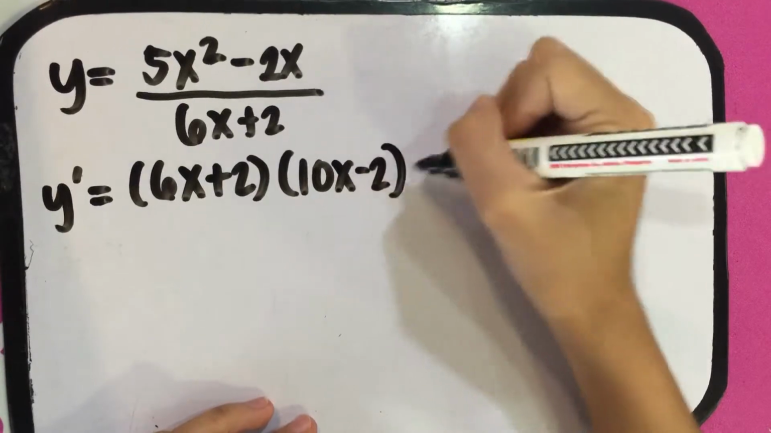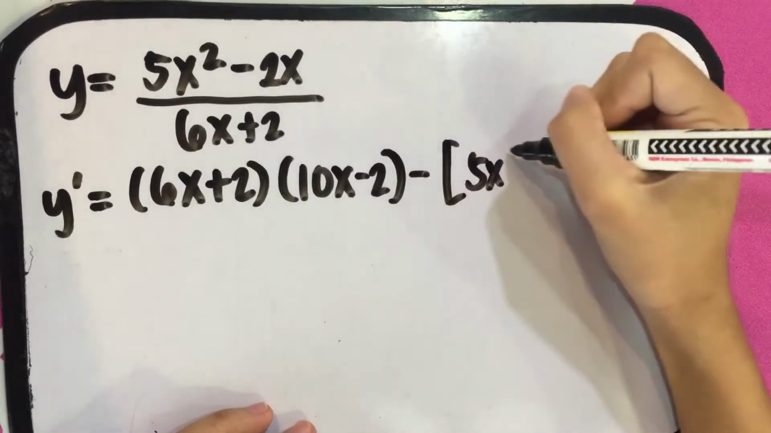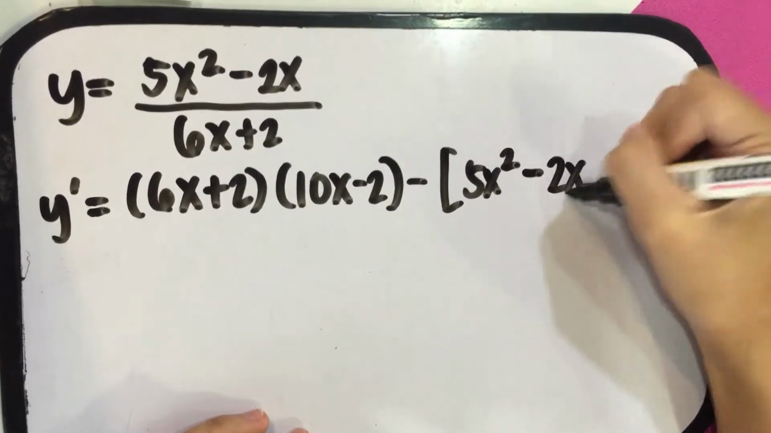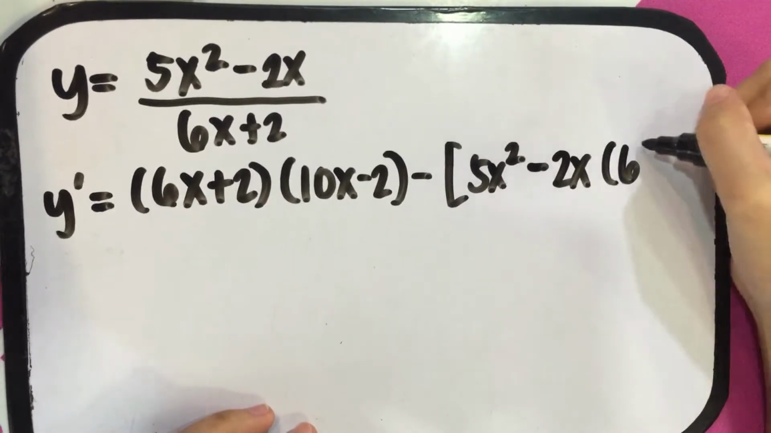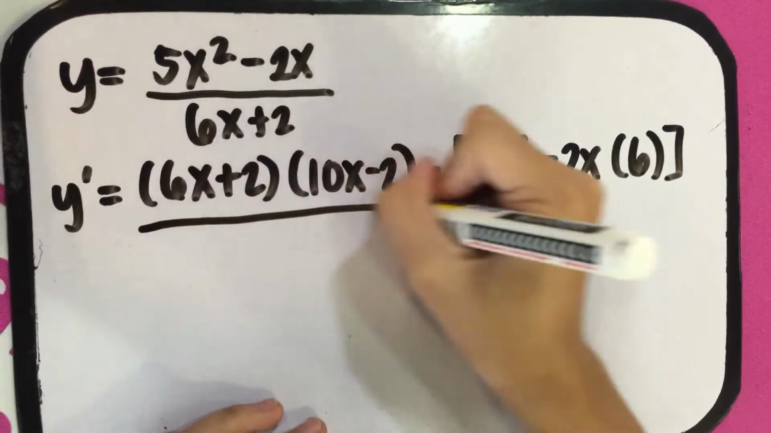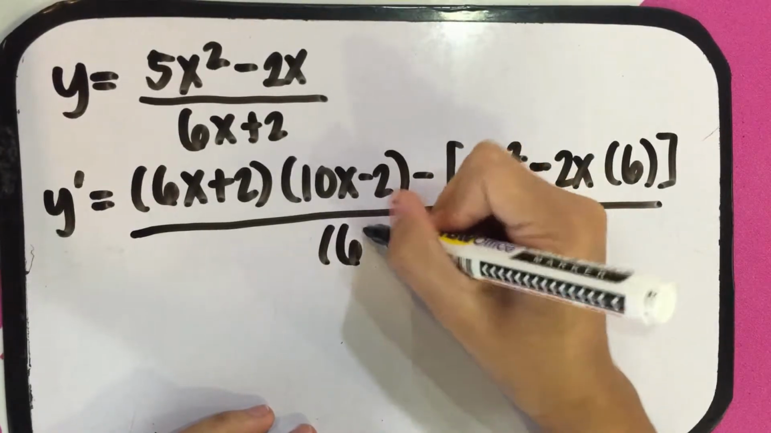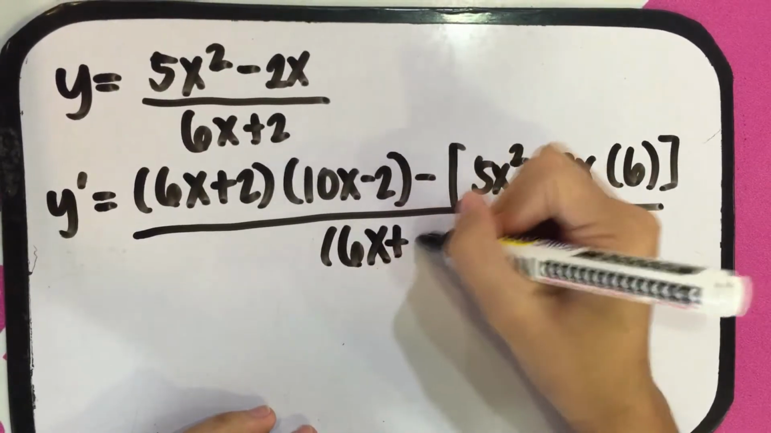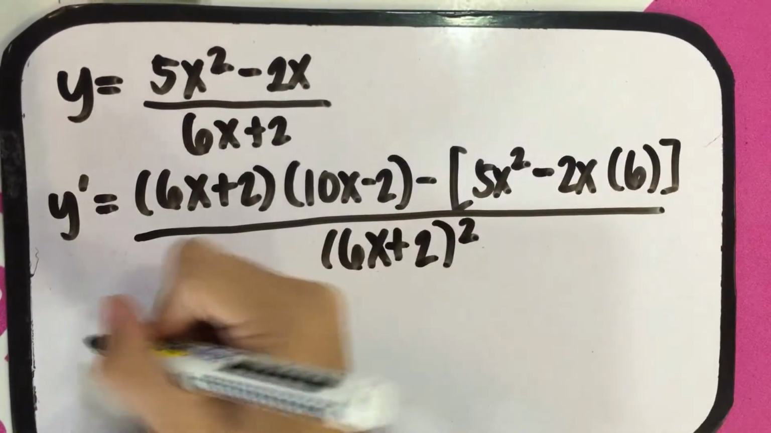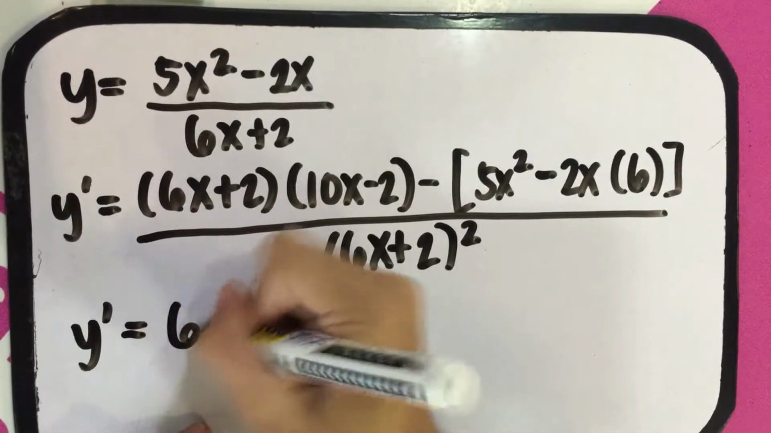It becomes 10x minus 2 because we multiply the exponent 2 with 5 and subtract 1 from the exponent. What happened with 2 is we remove the x because we subtract 1 from the exponent. Next is we copy 5x squared minus 2x and we find the derivative of 6x plus 2, which is 6. We remove the 2 from 6x plus 2 because we apply the constant rule. Then, we divide all of those with 6x plus 2 squared.